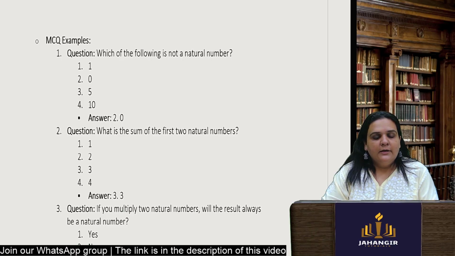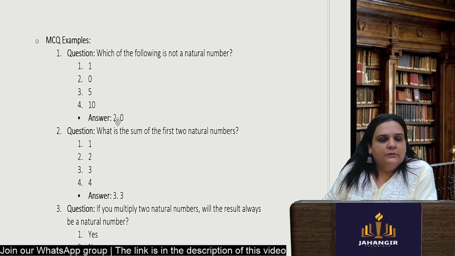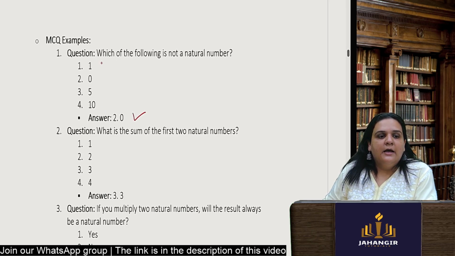You all would like to answer? You all can also answer. Which is not a natural number? 0, no? It's there already. So 0, because others are all natural numbers. 0 is not a natural number. Answer is 0.